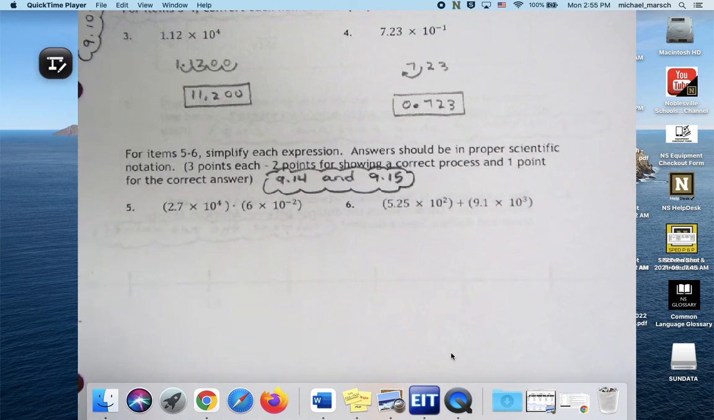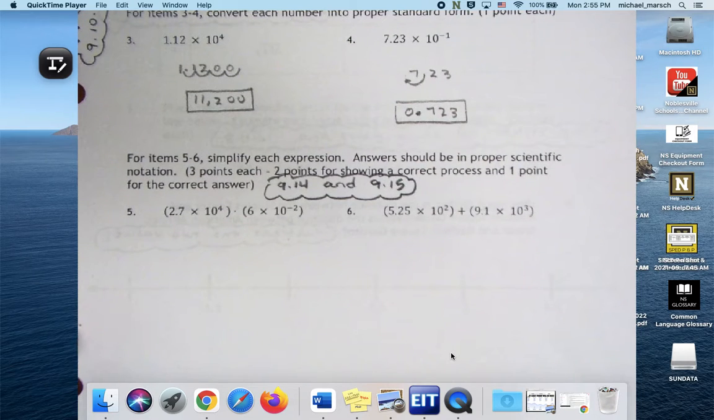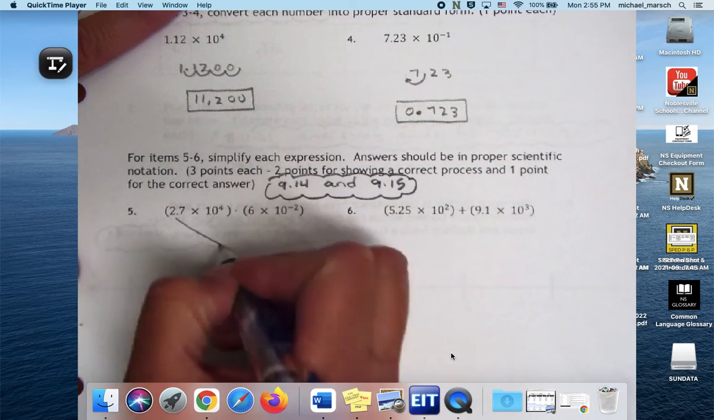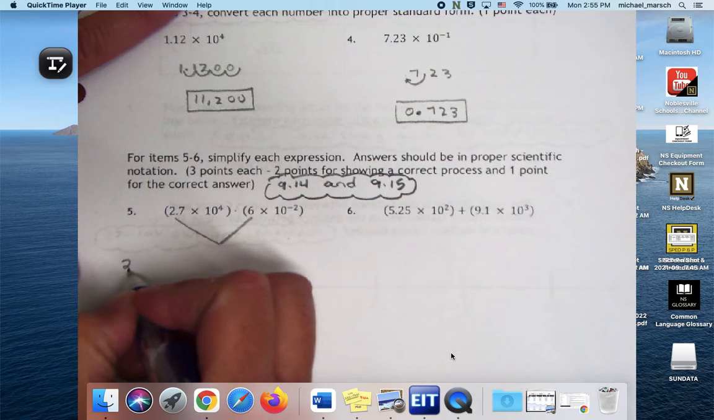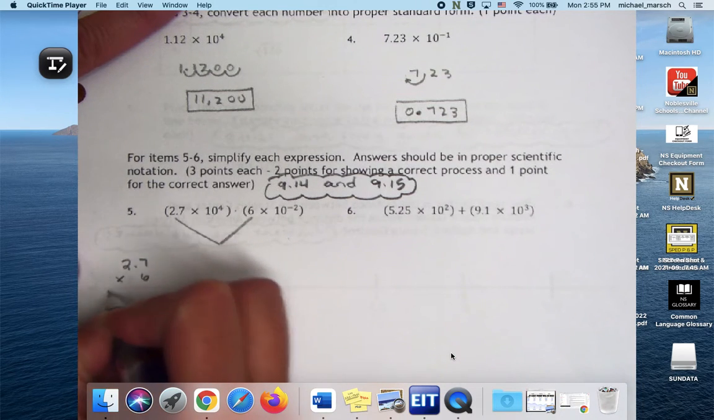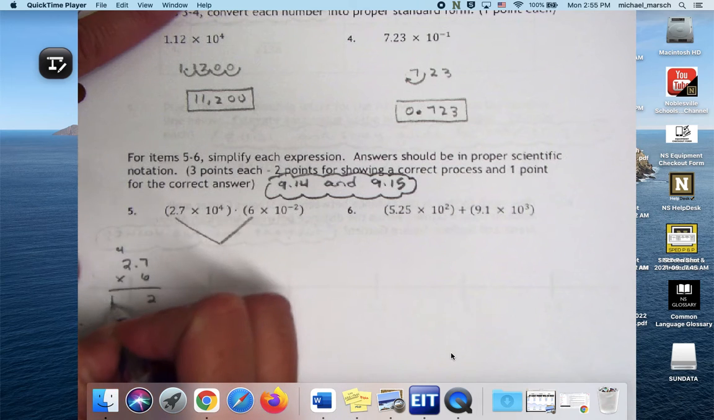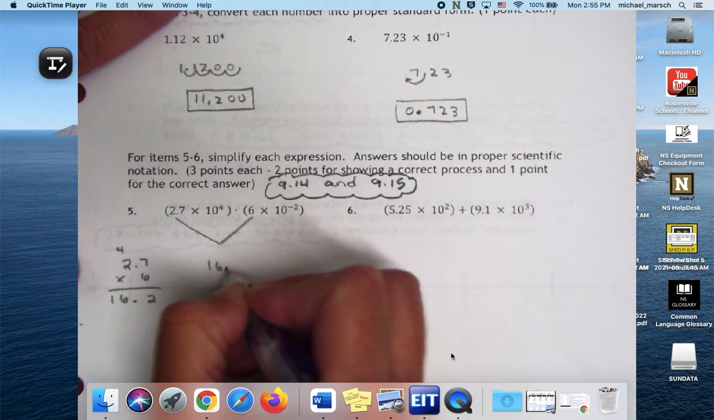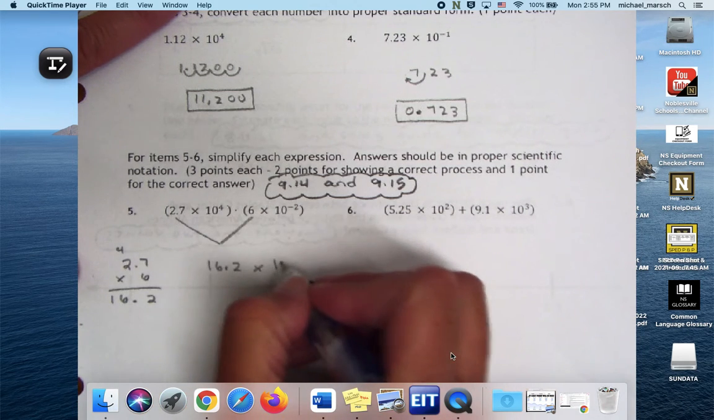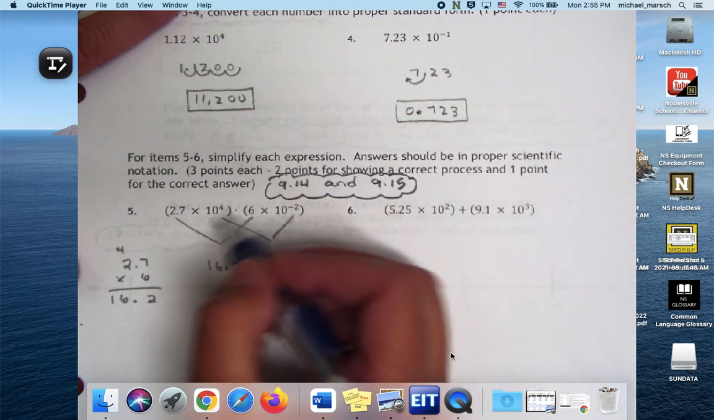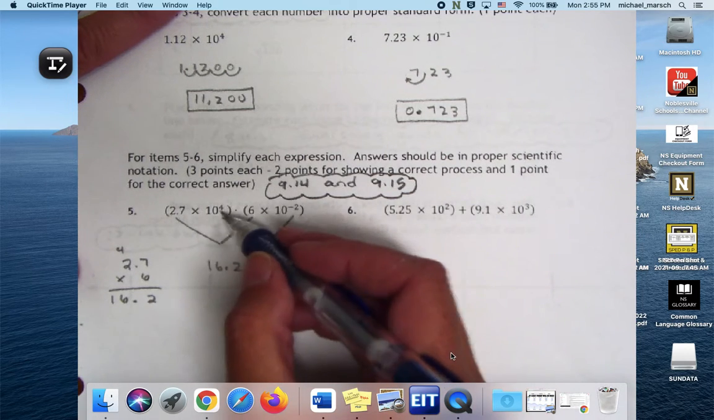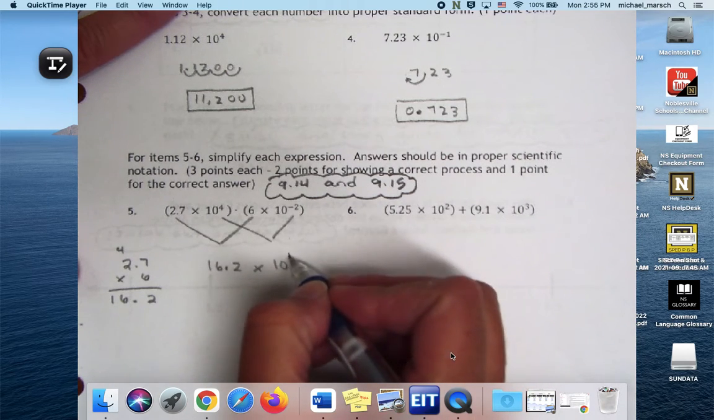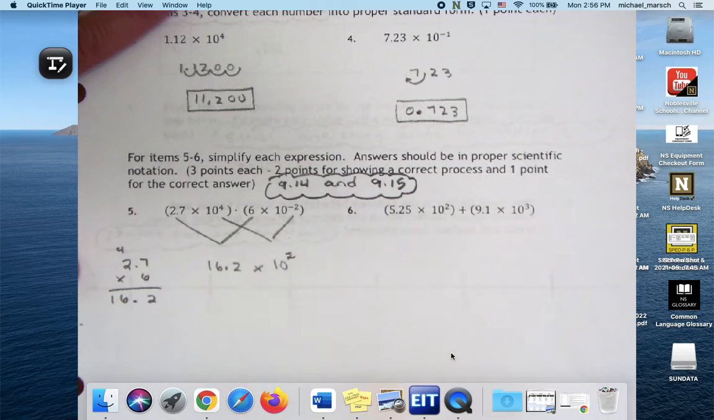All right. Number 5 and 6. Remember when we multiply, we just take these first 2 digits, 2.7 times 6. So I get 16.2. And then when I multiply 10 to the 4th times 10 to the negative 2, when I combine those, I get a positive 2. Yes, I got it right.